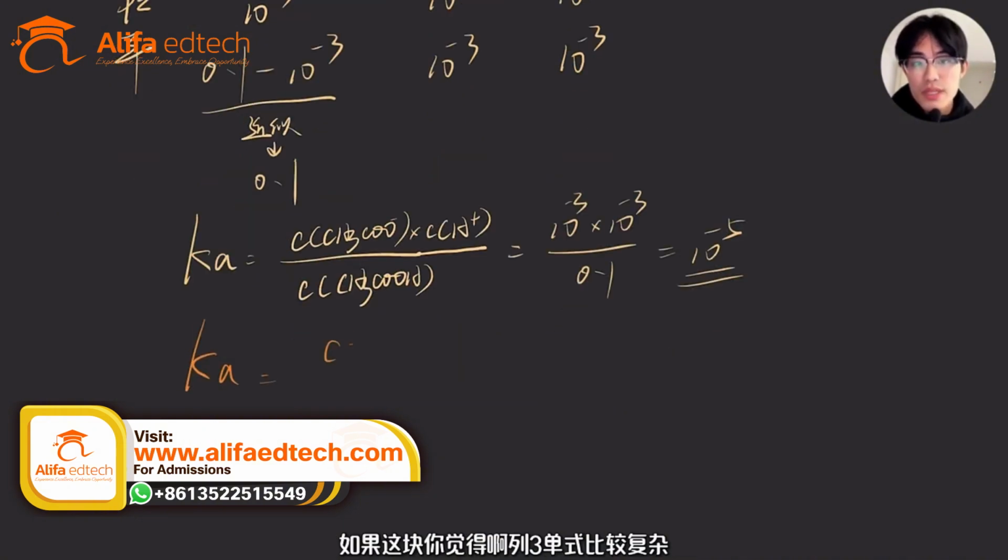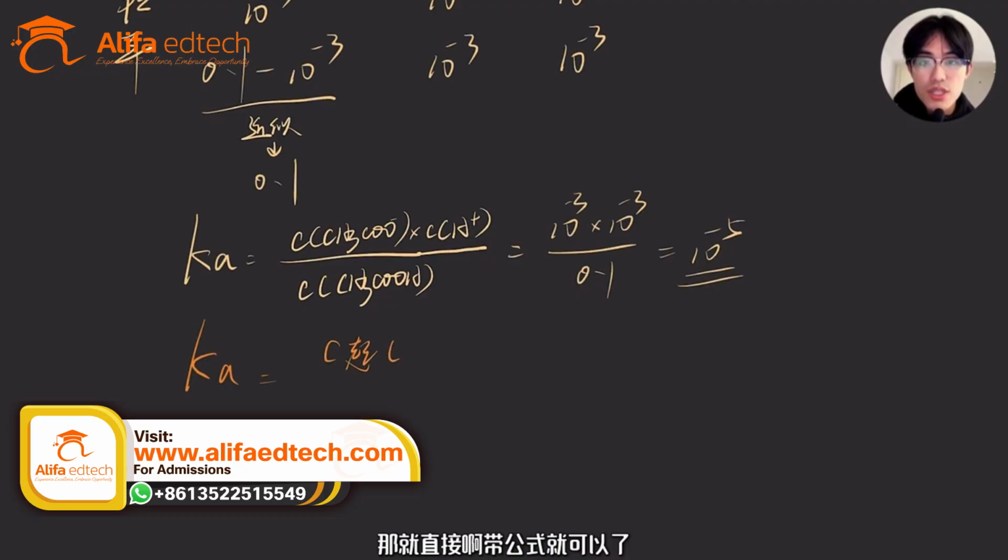If you find the three-stage method too complicated here, you can just use a formula directly. K equals, at the starting point, the square of the hydrogen ion concentration divided by the initial concentration of the acid. That solves it directly.